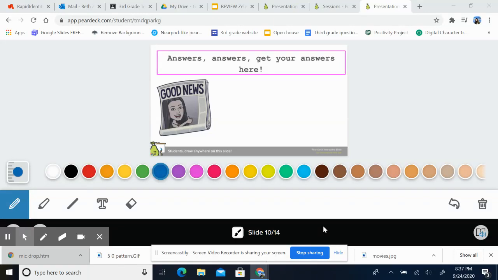Hi guys, so let's review some of the answers from the previous slides. You had the equation 4 times 2, and you were asked to show that equation in 2 out of 3 ways: an array, equal groups, or repeated addition. I will start with my array.